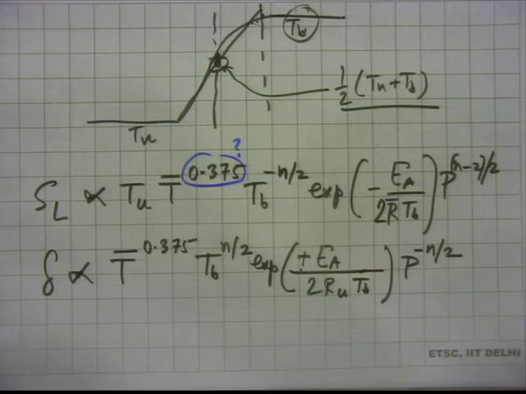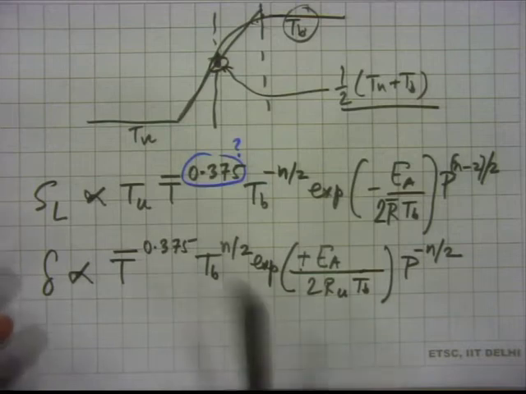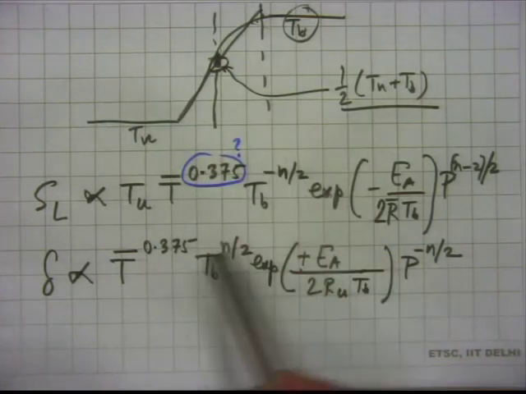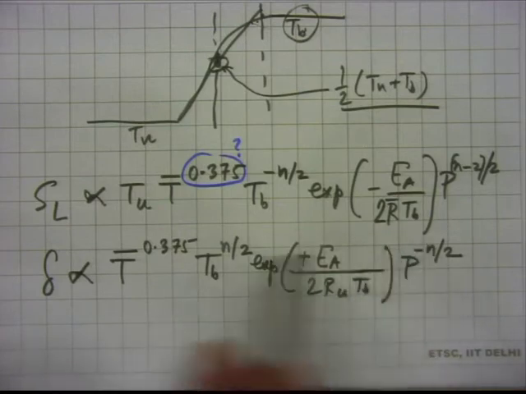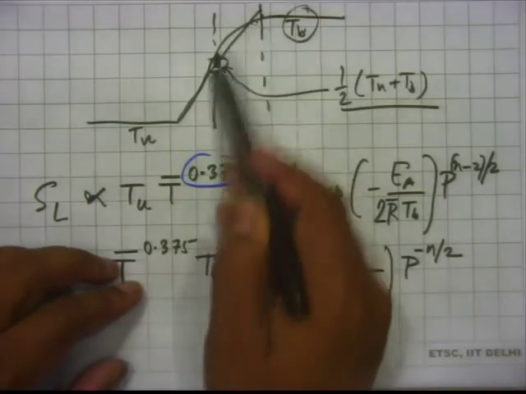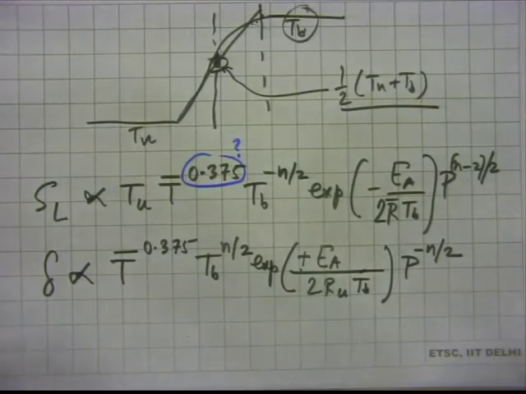What was T bar? T bar was used in the reaction zone calculation. We have used it at some places for the reaction zone purpose. It was half of TU plus TB. But for alpha, it was TU plus TB by 2.